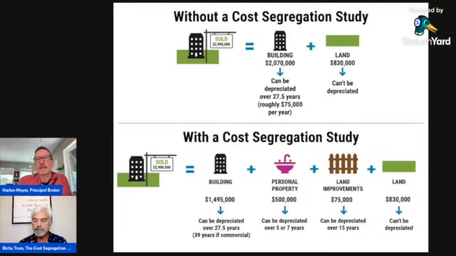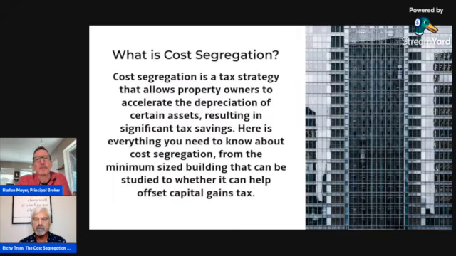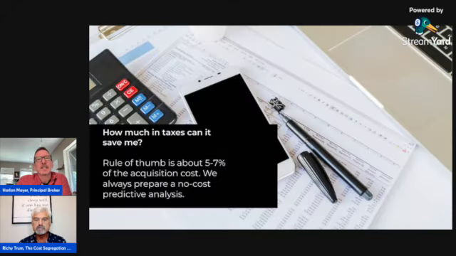Perfect. Okay. So getting to maximizing tax savings, exploring cost segregation strategies for optimal depreciation benefits. You like that? That's the title of our talk. So you've talked about what is cost segregation. Okay. So how much in taxes can it save me?